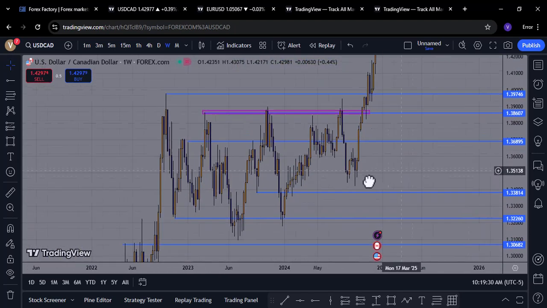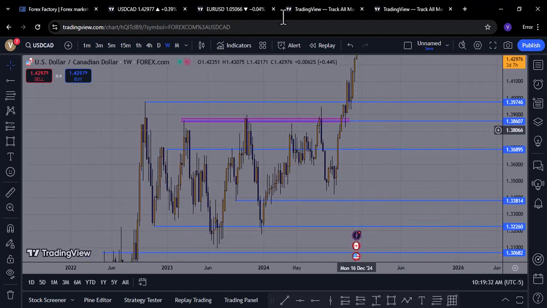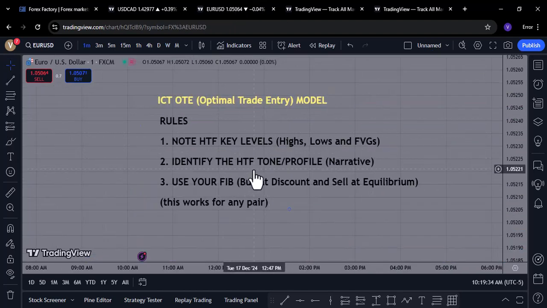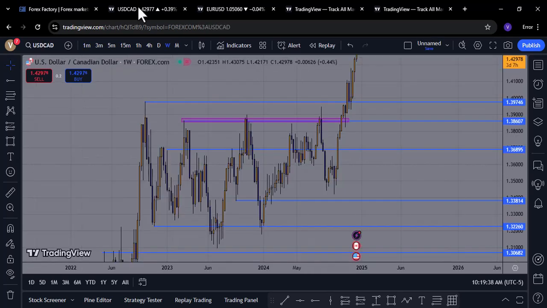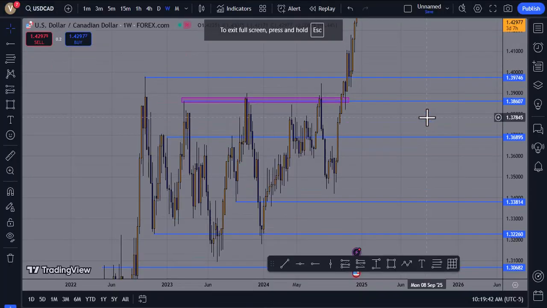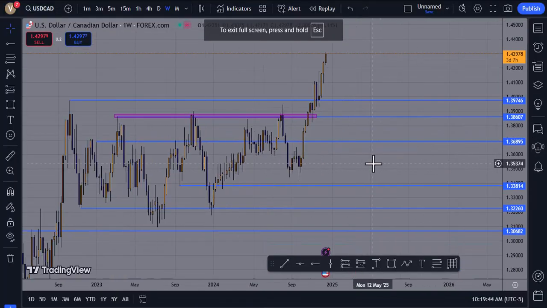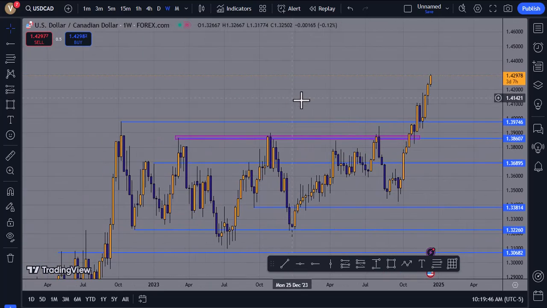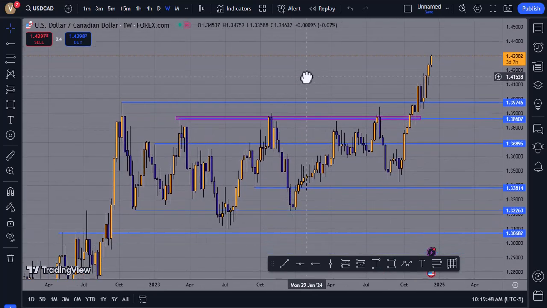So on the weekly chart I've been able to identify this. So what's the next rule? It says identify higher time frame tone or profile, which is the narrative, and I've talked about narrative in a previous video. Check out the last video. Narrative helps you with how to trade the Asia model. Narrative is what tells you the underlying condition in the marketplace presently or currently.